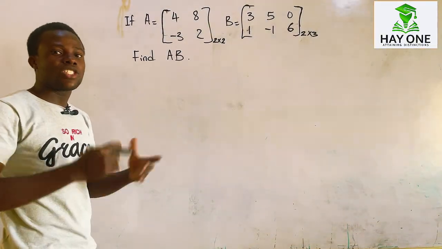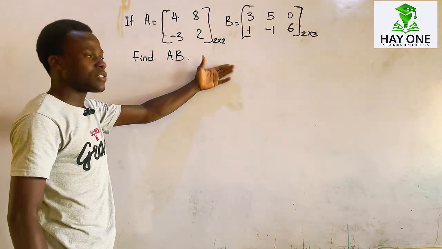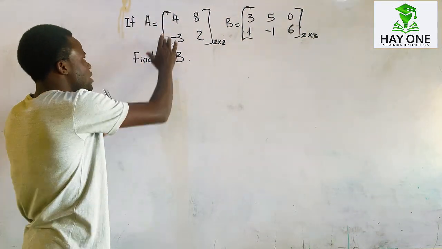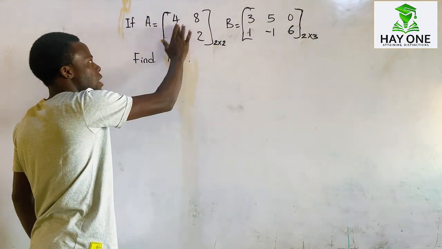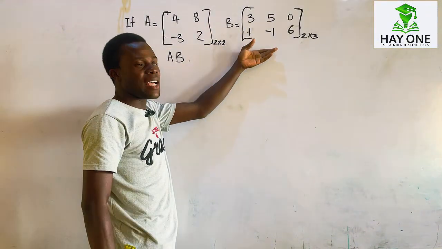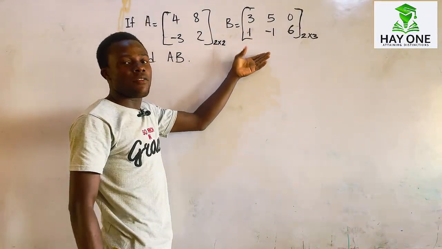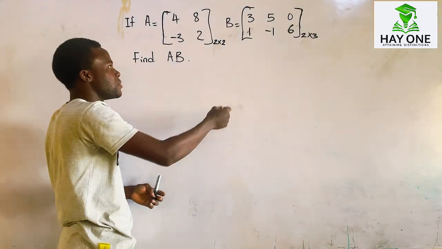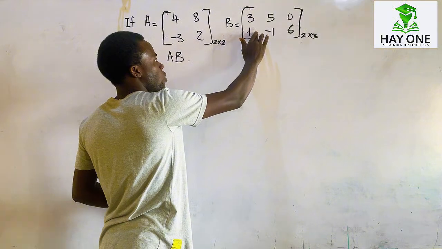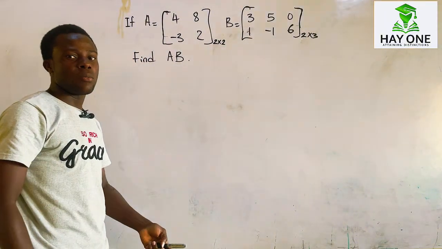Then the next thing is you check if you can actually multiply these matrices. By looking at the first matrix, matrix A, how many elements do we have on this row? We have 4 and 8, 2. Then come here and check how many elements we have on the first column here. Check the row against the column to see if they are the same. Then we have 1, 2 on the column here. So we can actually multiply it.